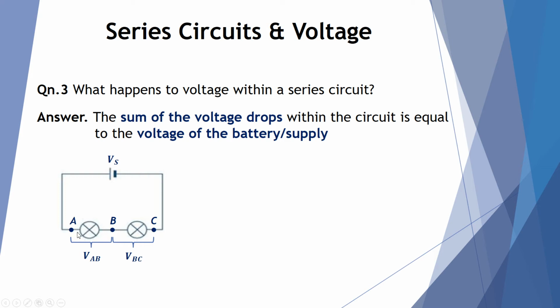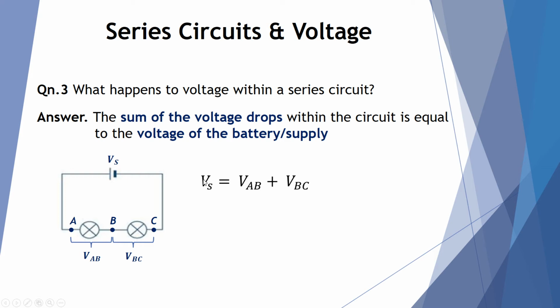So we're saying that whatever we drop across A and B, plus whatever we drop across B and C, must be equal to what we started with. So the sum of the voltage drops, V_AB and V_BC, within the circuit is equal to the voltage of the battery or supply. V little s represents the supply or the battery voltage.